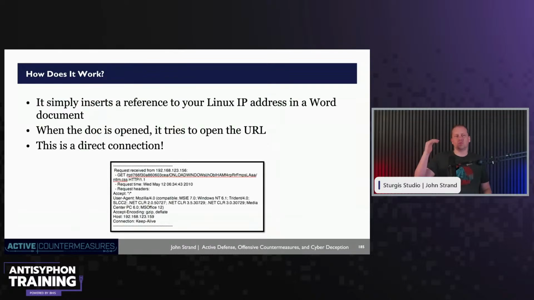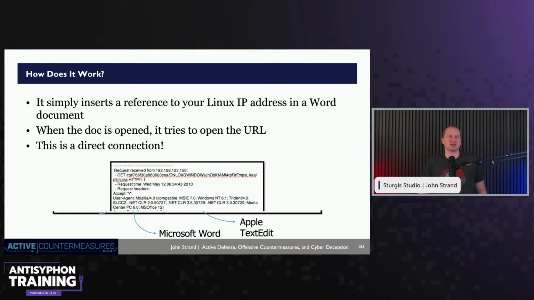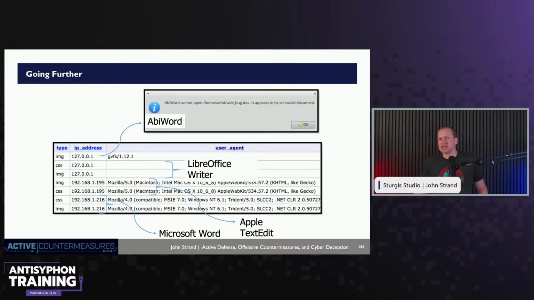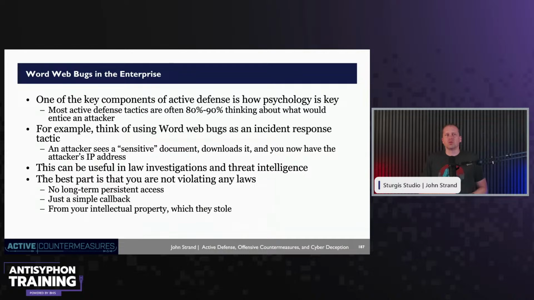And then when they open it, we get the user agent string, we get the request, we get the IP address, and the other database has date timestamps and things like that as well. This is what it looks like in different Word viewing software programs: AbiWord, LibreOffice Writer, Apple TextEdit, and Microsoft Word. So this one works in a number of those as well. There we go. So Word web bugs in the enterprise, how would you actually use this?